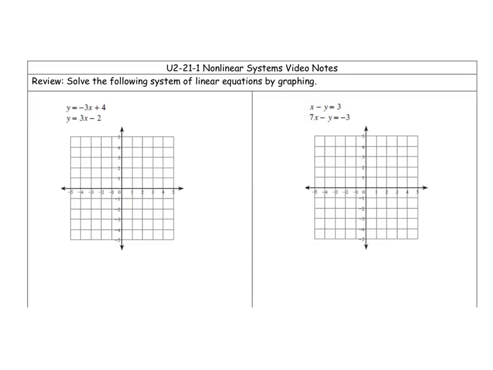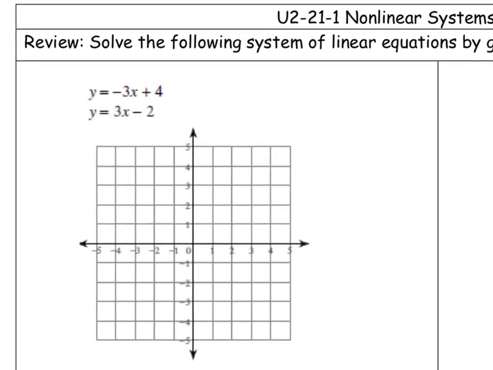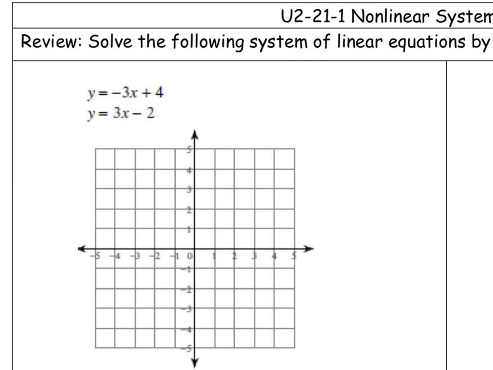So first we're going to review the following systems of linear equations, and we're going to solve these by graphing. So we are going to graph the linear equation y equals negative 3x plus 4 and the equation y equals 3x minus 2. And I know they're linear because both x and y have an exponent of 1.